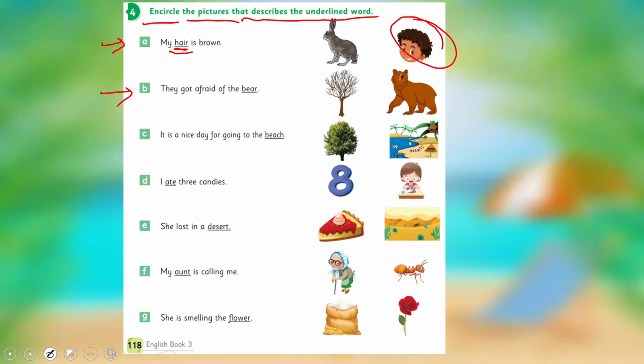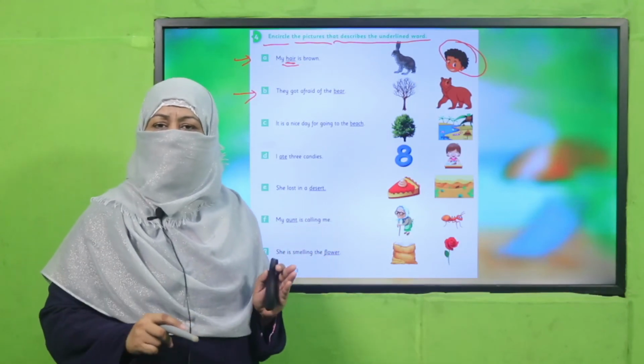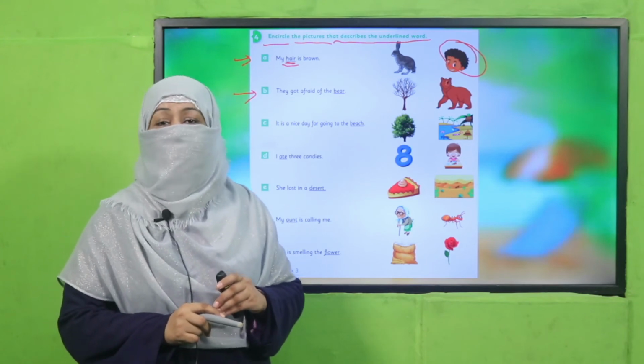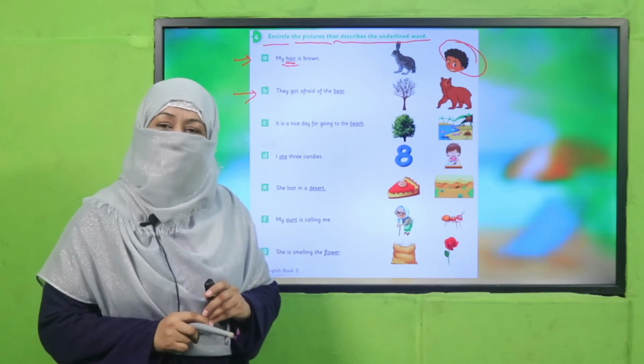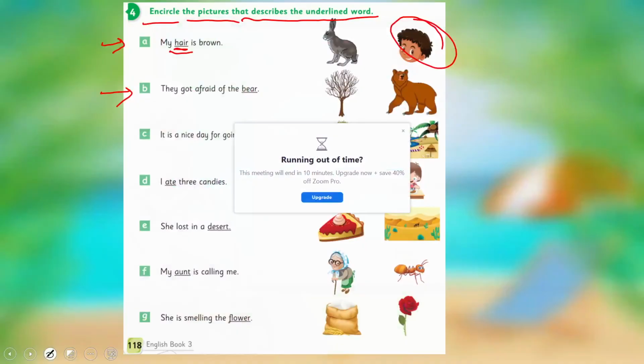Pause the video, enjoy this task in your book, complete it. If you have any confusion, you can raise your hand and talk to your teacher, and teacher, kindly make the children understand the concept instead of telling the answer. So pause the video, complete the task and then come back.